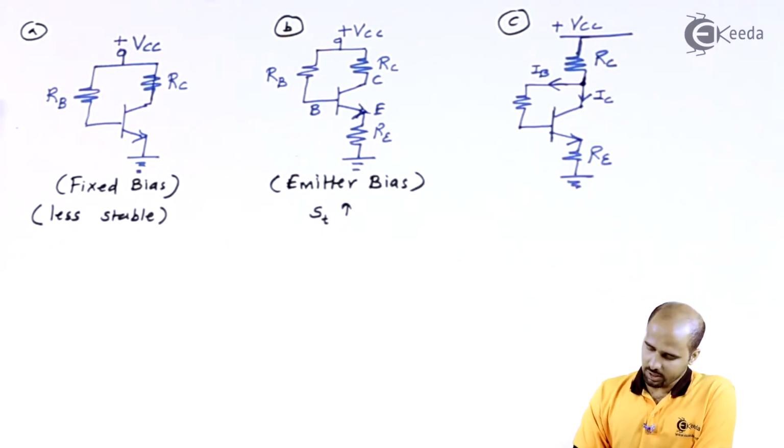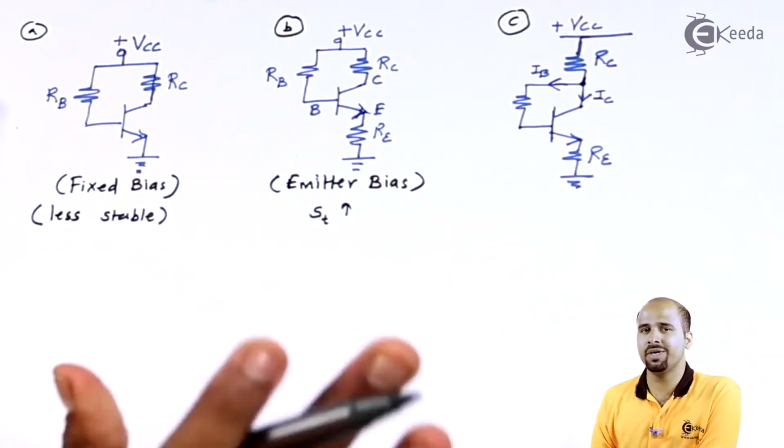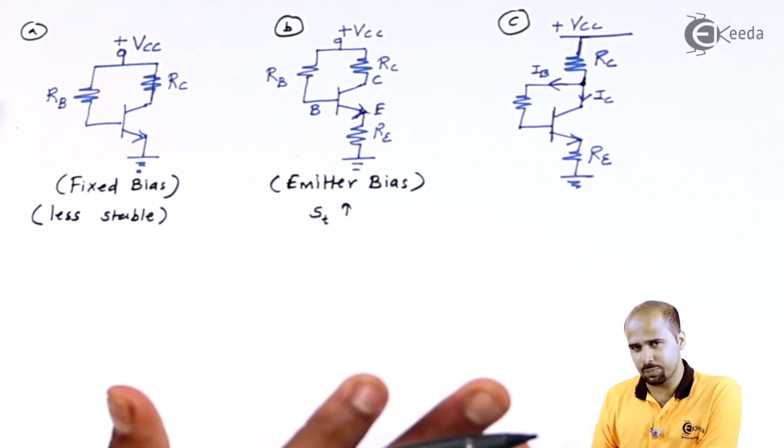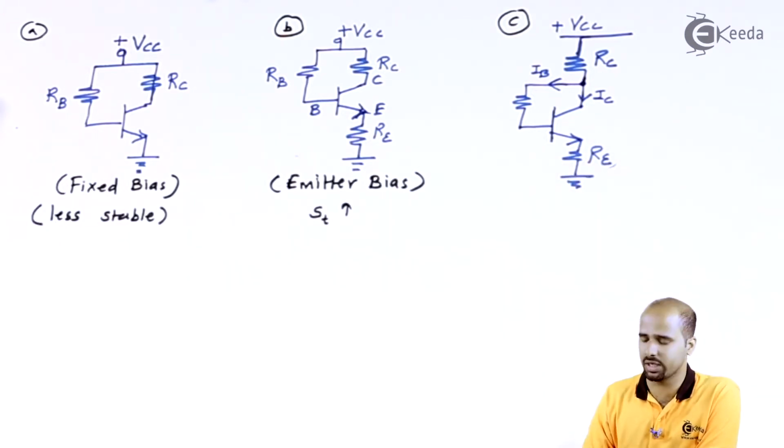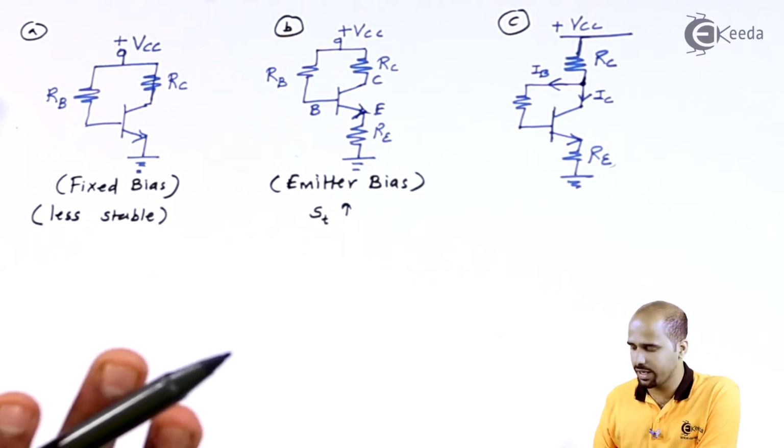This kind of circuitry I can change and I will name it collector to base bias. Even if I replace this RE by a short circuit, the name will remain the same, right?